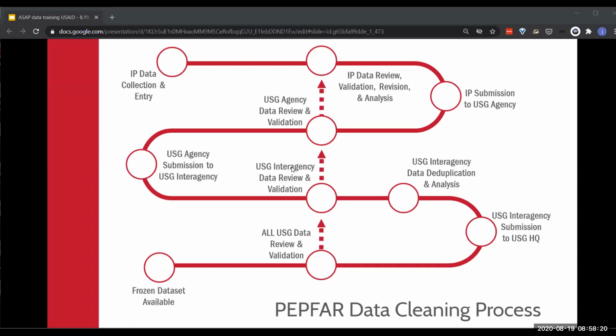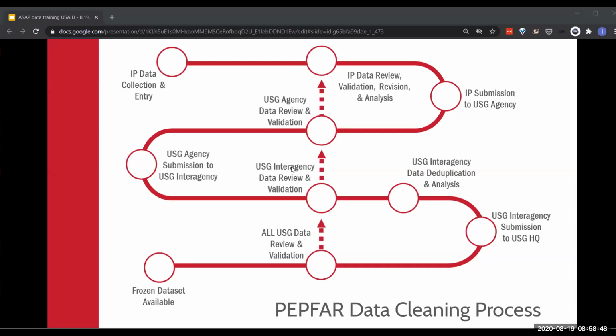you do your work. So the second circle, the IP data review, validation, revision, and analysis, is again, your internal processes as implementing partners, your review of the data. If you look at your data every week, this is this process. If you look at your data every month, this is this process. But really, it's just the steps that you take internally to look at your data.